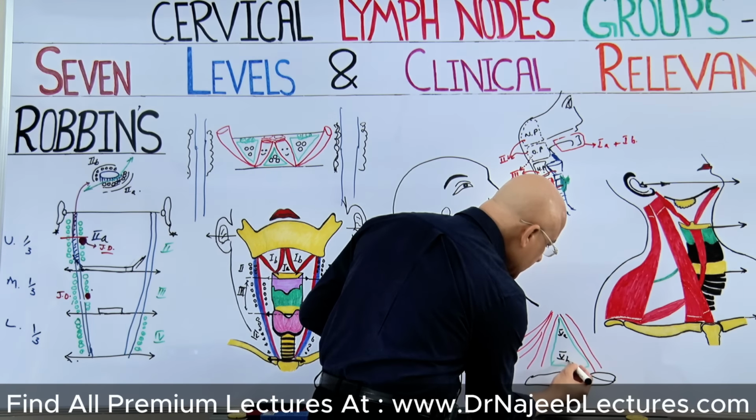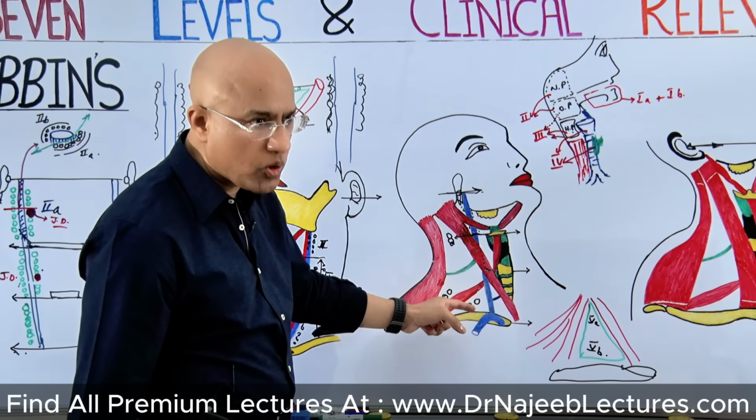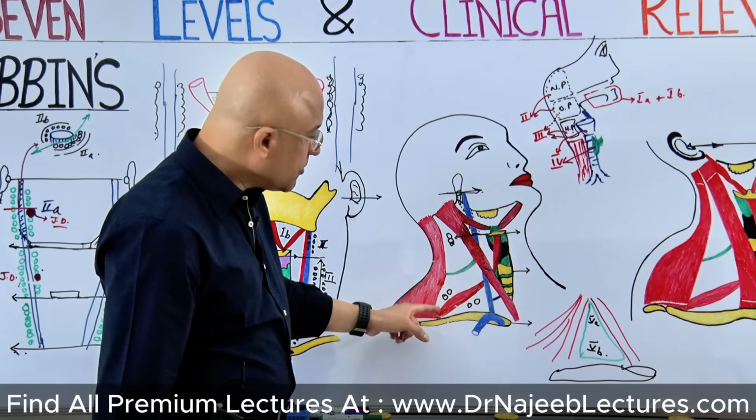Now, it means if lymph nodes are here, this is 5A. And if lymph nodes are here, right, here or here, these are 5B. This is omohyoid, right? Here I just want to mention, omohyoid divides the posterior triangle into a bigger upper and a smaller lower triangle. This upper triangle is the occipital triangle and this lower triangle is the supraclavicular triangle. But for our level 5 discussion, omohyoid is not important, right?